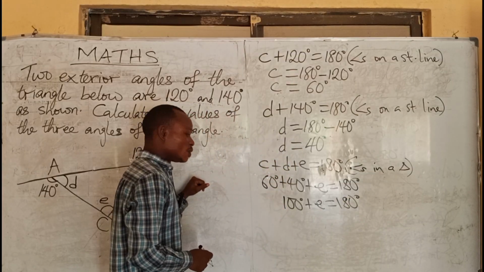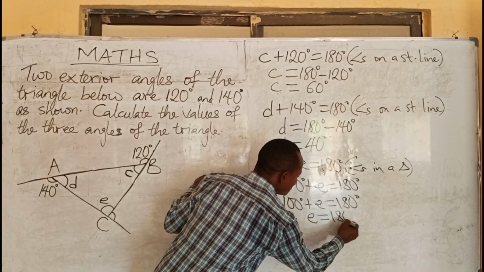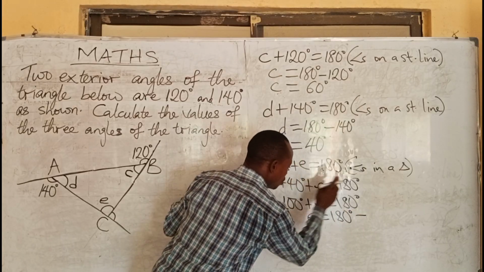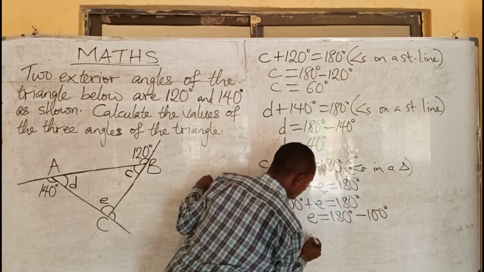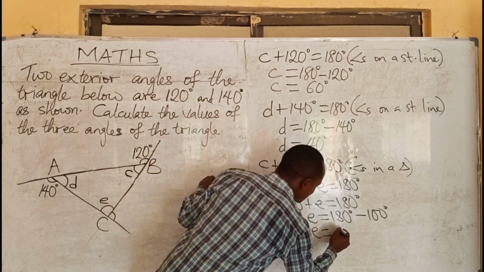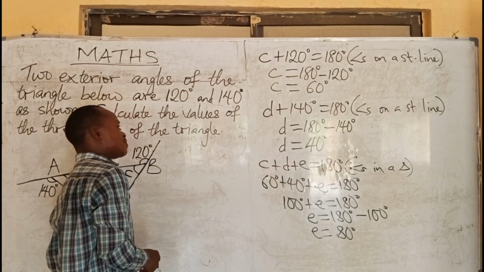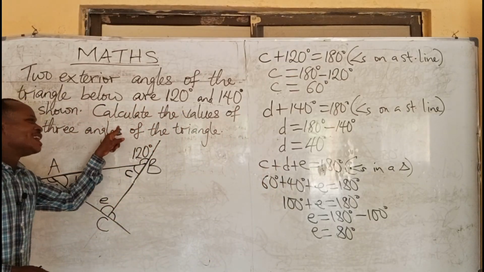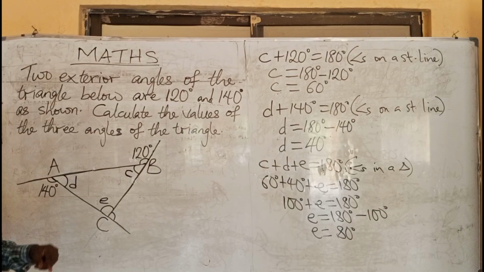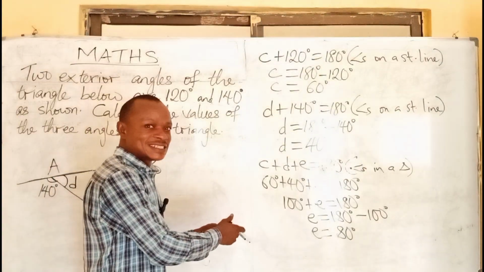The next thing we do is to collect our like terms. So we have E equal to 180 degrees minus 100 degrees. Meaning our E is equal to 180 minus 100, which is 80 degrees. So these are the three angles of the triangle. The question says we should calculate the values of the three angles of the triangle, so we must also present our answer in that same form.